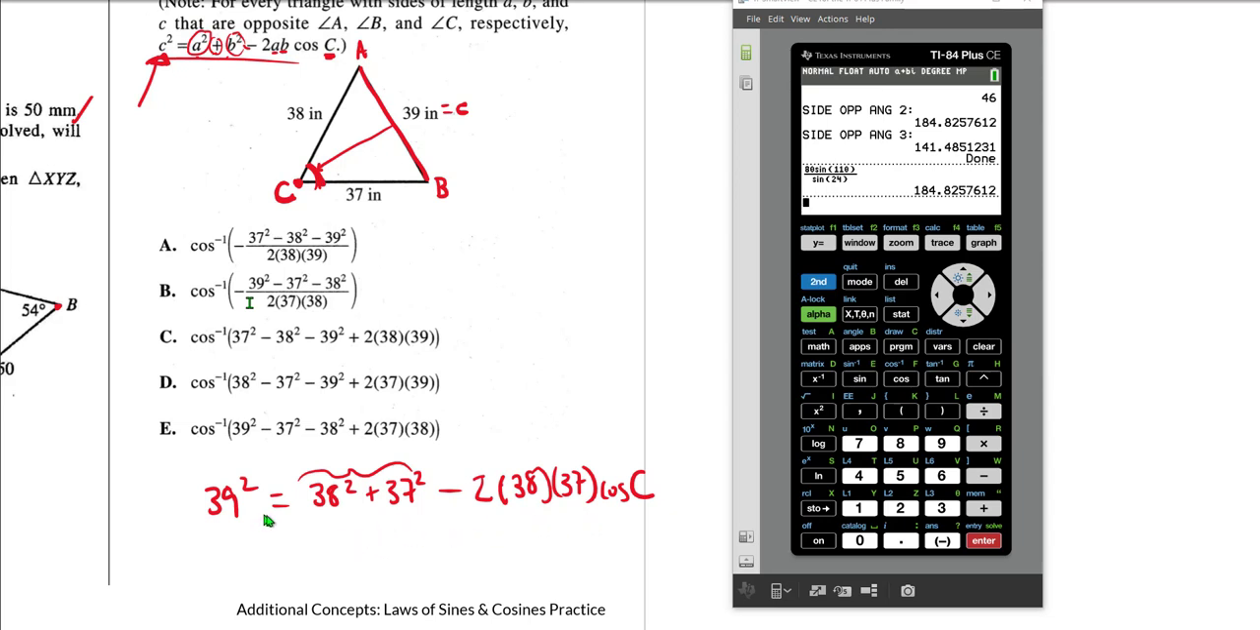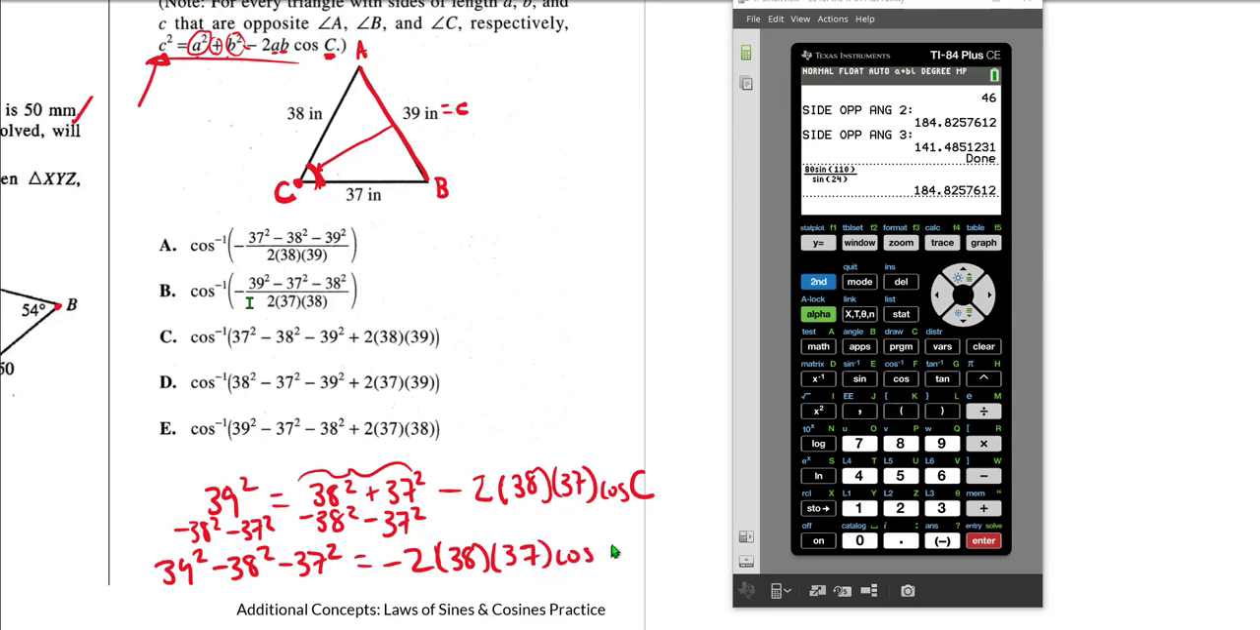And now to start solving for C, to start isolating C, we've got a bunch of small algebraic steps that we need to do. First things first, let's go ahead and subtract both the 38 squared and the 37 squared from both sides. So now we have 39 squared minus 38 squared minus 37 squared all on the left. On the right, we still have that negative 2 times 38 times 37 cosine C.